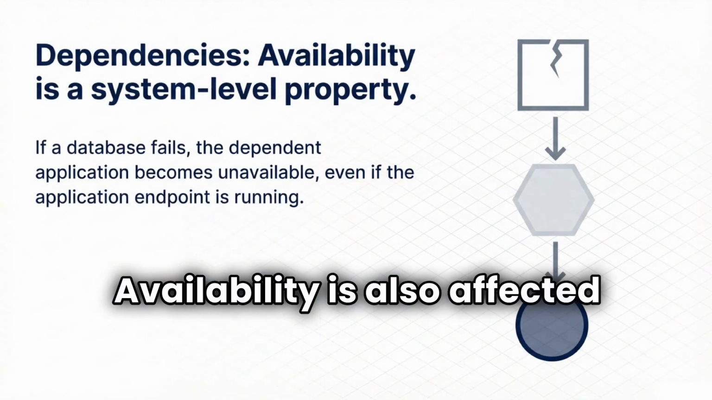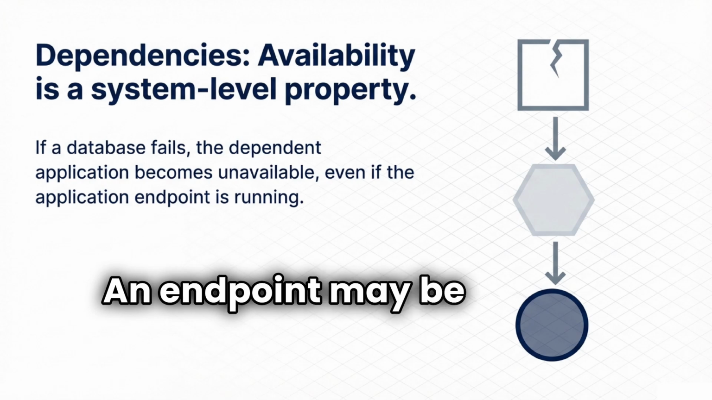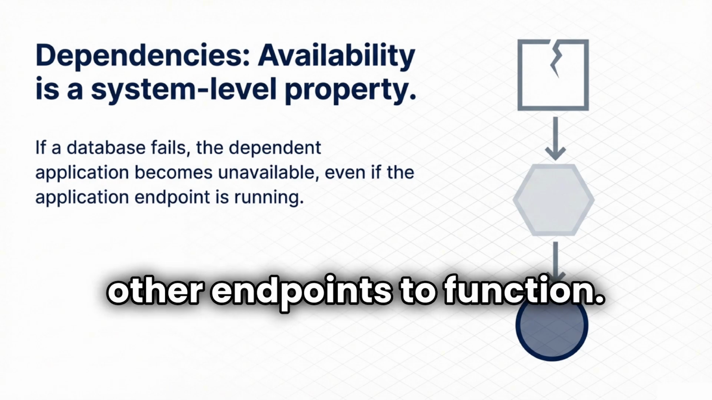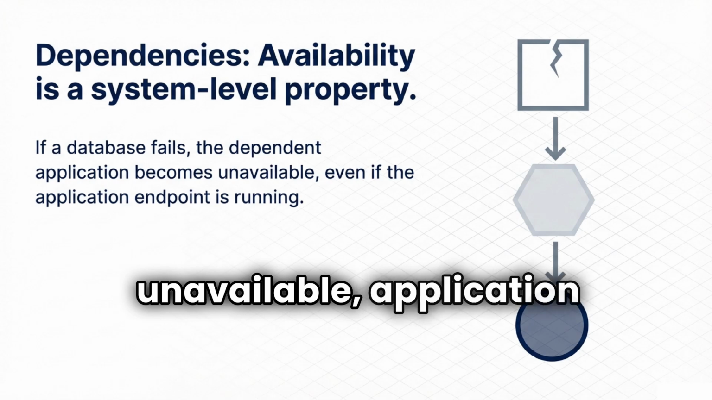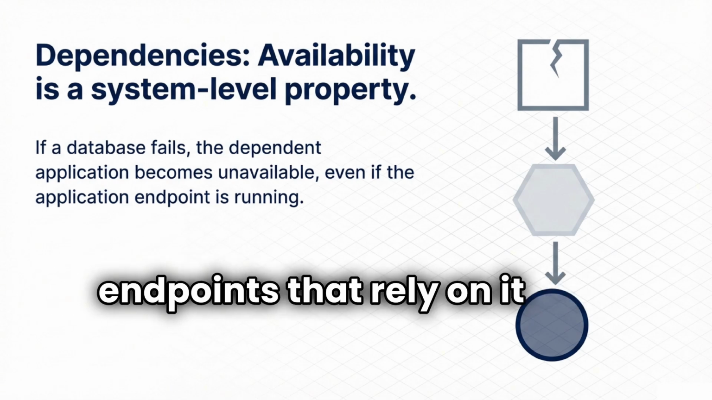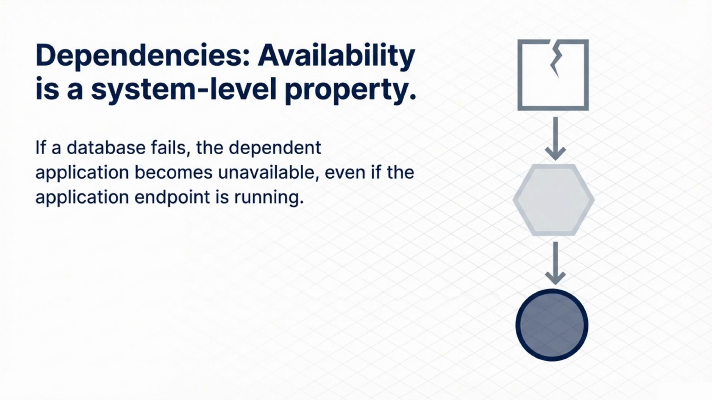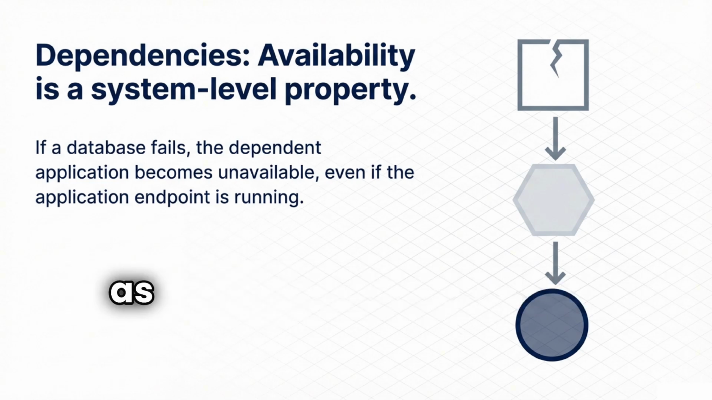Availability is also affected by dependency chains. An endpoint may be healthy on its own, but depend on other endpoints to function. If a database endpoint becomes unavailable, application endpoints that rely on it may also become unavailable, even though they are still running. This is why modern networks treat availability as a system-level property, not a single device metric.